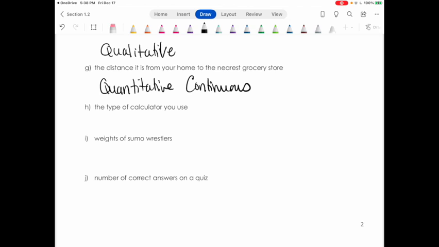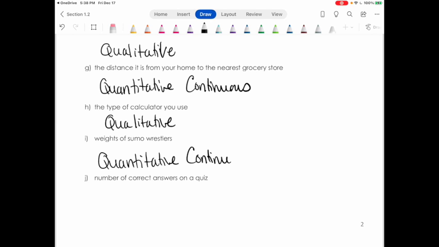The type of calculator you use, that's putting things into categories based on your model of calculator, so that's qualitative. The weights of sumo wrestlers. Weights are quantitative because we measure. And because it's a weight, it would be considered continuous.